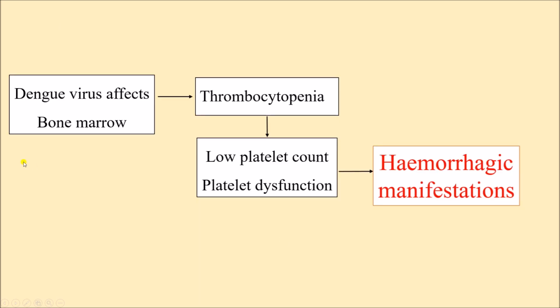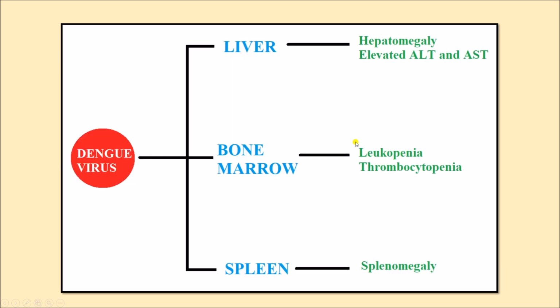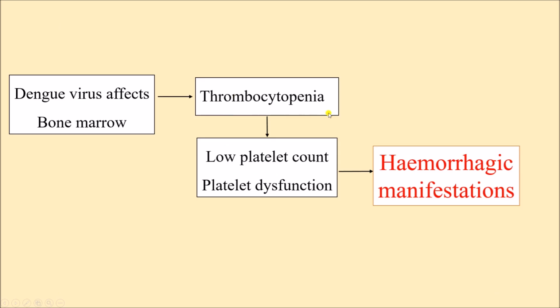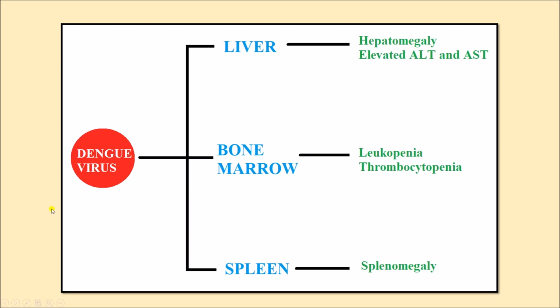Alright. When dengue virus affects the bone marrow, there is thrombocytopenia. We have learned this from this particular slide. And thrombocytopenia means there is low platelet count as well as platelet dysfunction. So whatever number of platelets we have, those platelets may not act correctly or properly. So they may not function the way they are supposed to function. And because of that, we can have different hemorrhagic manifestations. So this is how we can have the hemorrhagic manifestations in dengue hemorrhagic fever. That is because of the thrombocytopenia, which again occurs due to the involvement of bone marrow by the dengue virus.